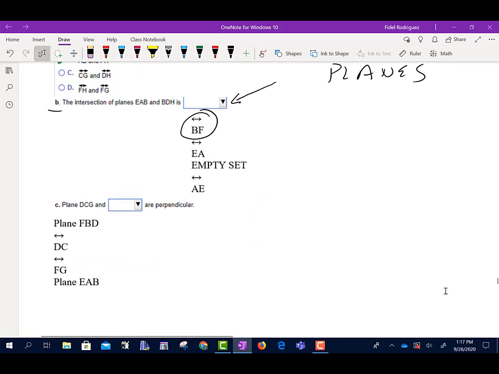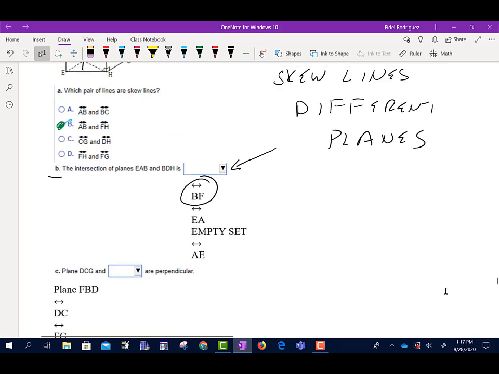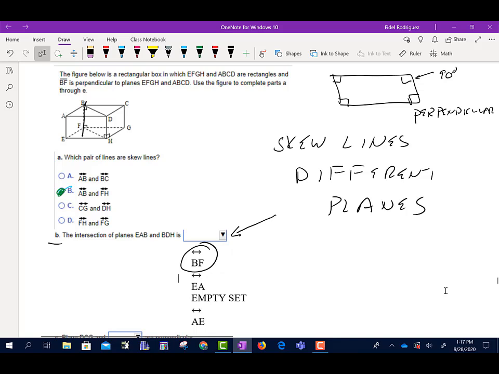Okay, so now part C says plane DCG in which other plane are perpendicular? Okay, so let me clean this mess up. Oh, come on, pen.